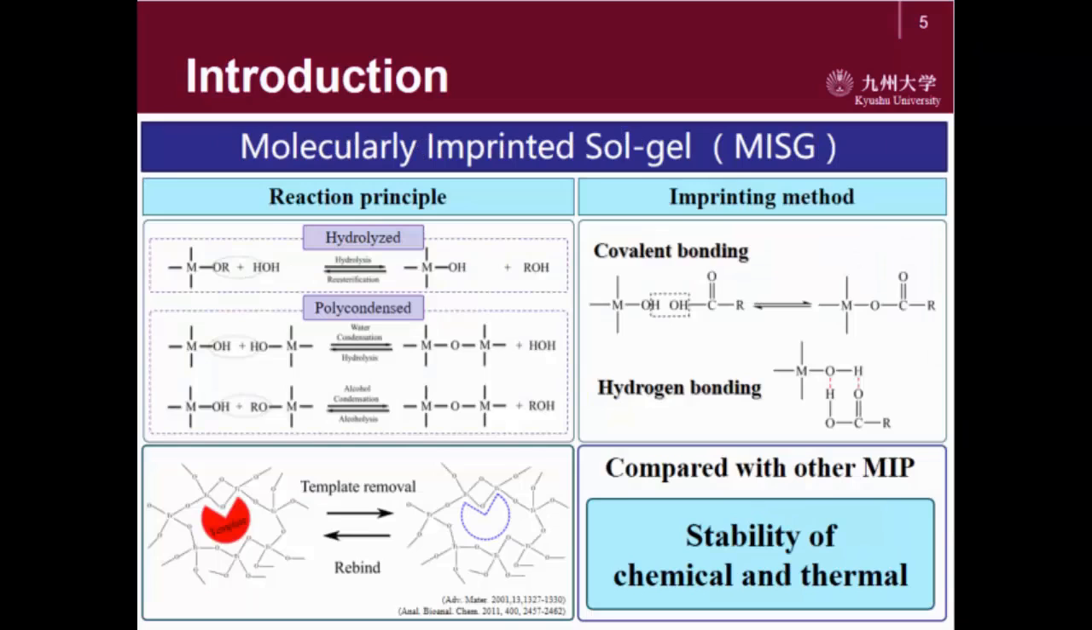To overcome that problem, molecular imprinting technology was used in this study. With unique cavities generated by templates, the target vapor would be absorbed selectively. MISG is one type of molecularly imprinted polymer. The advantages of MISG are chemical and thermal stability. So this MISG is more suitable for LSPR sensors.